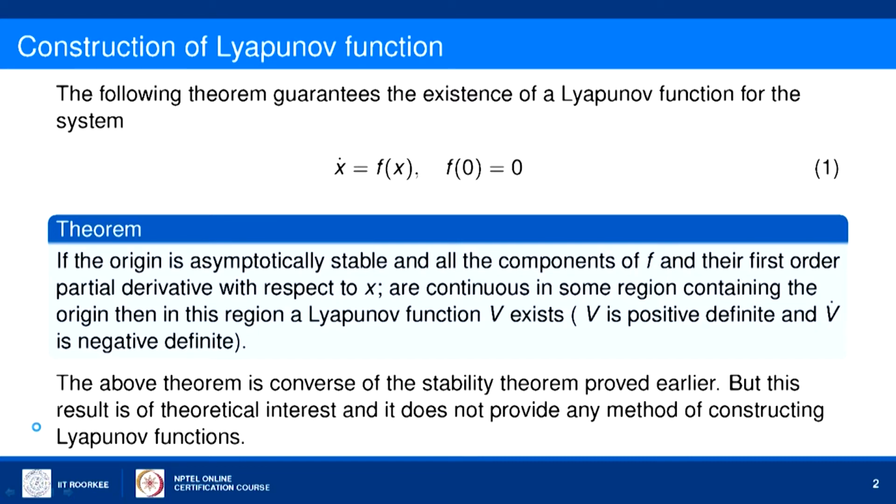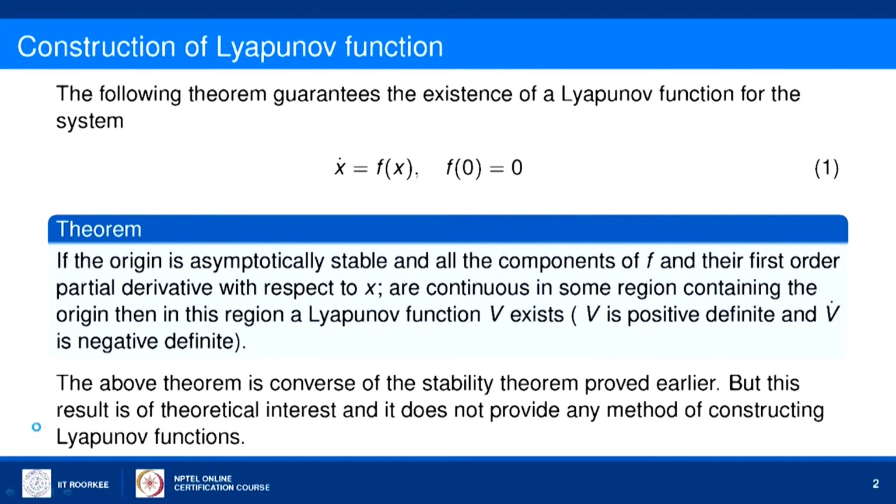Similarly, if v and v dot both of them are of the same nature, positive definite or negative definite, then the system is unstable, and other theorems have been seen. The theorem which is given below states a converse of the theorems which we discussed earlier.